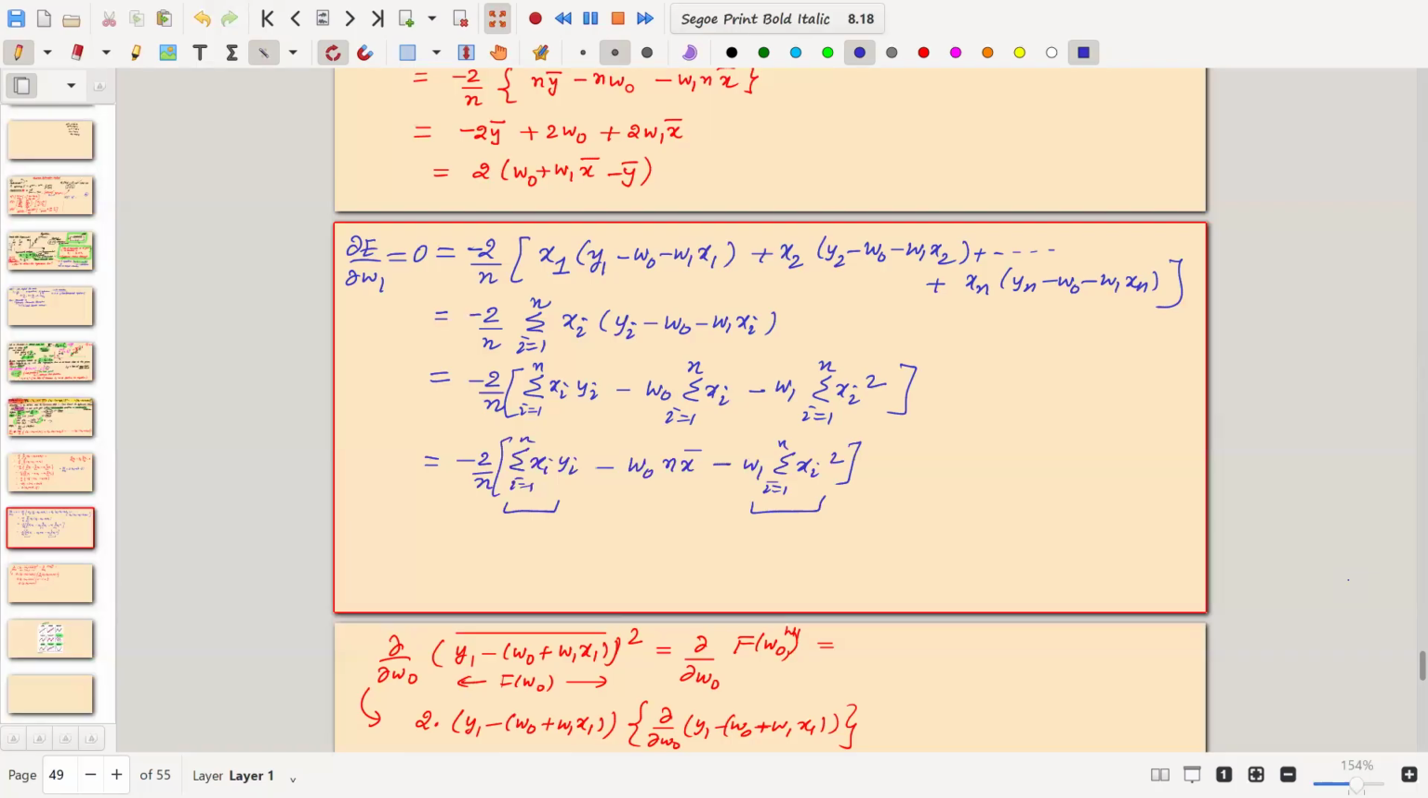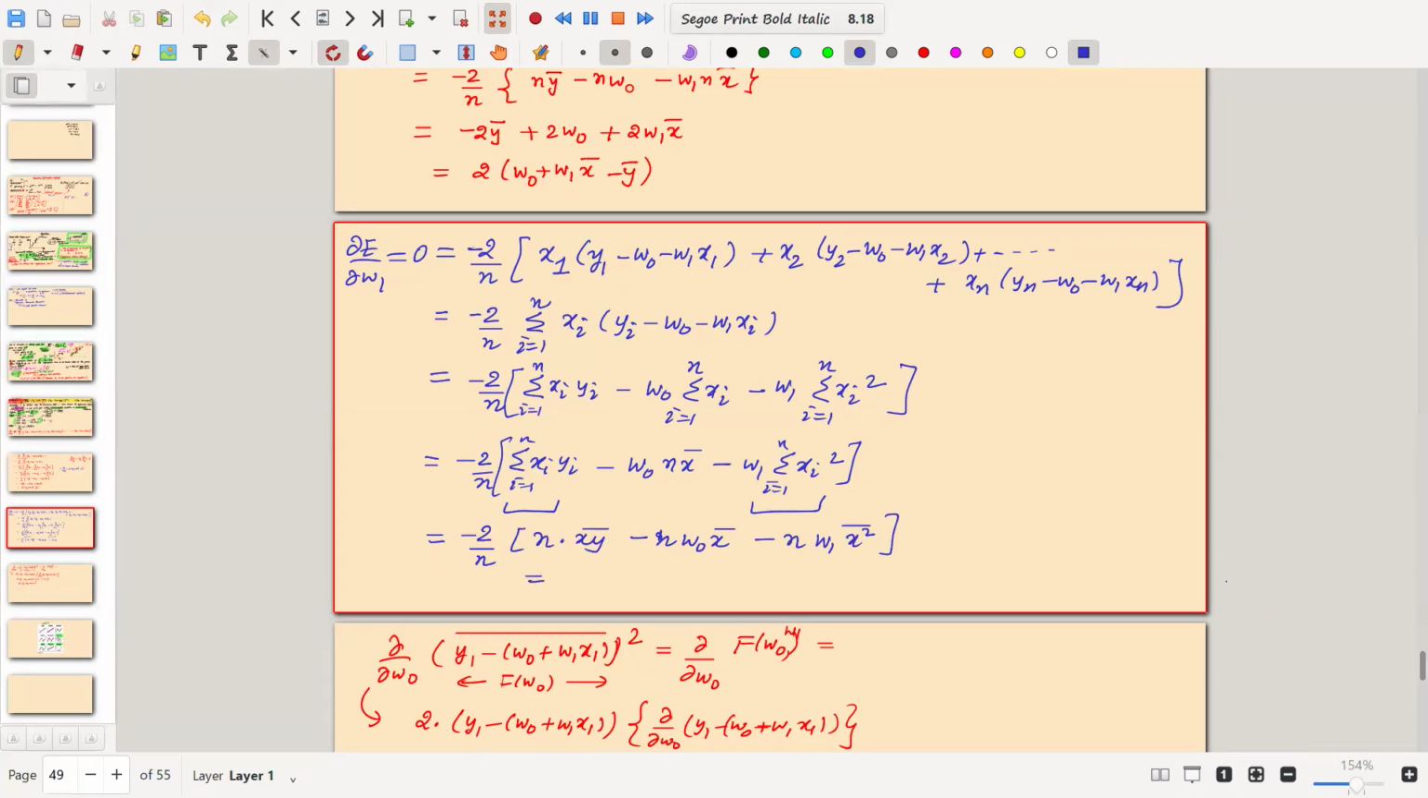Try to think. Don't let the notations trick you. As told, it is minus 2 by n. But then you will not have this n anymore, it will be cancelled out. So you will have n times xy bar minus n times w naught x bar minus n times w1 x square bar.